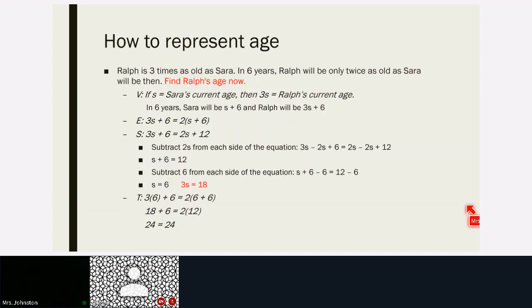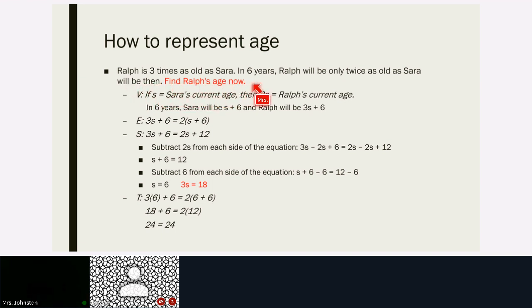Now, representing age is always problematic. A lot of times you're given somebody's age, you tell whether it's older or younger than somebody, you tell whether they're going to be this age in so many years or this many years ago. So here are some clues on how you can do this. Ralph is 3 times as old as Sarah. In 6 years, Ralph will be only twice as old as Sarah will be then. Find Ralph's age now.